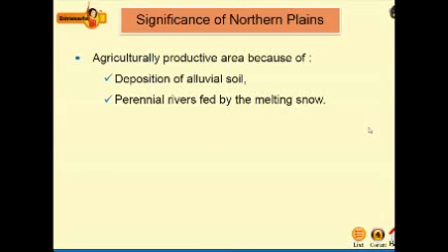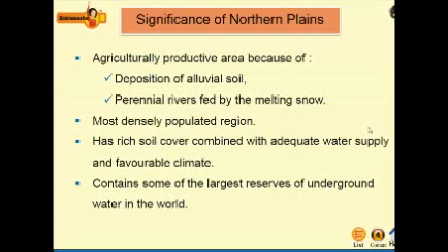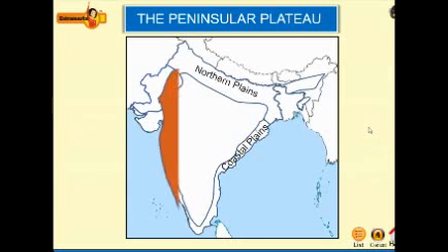Let's see the significance of the northern plains. It is an agriculturally productive area because of its deposition of alluvial soil and perennial rivers fed by melting snow. It is the most densely populated area and it has rich soil cover combined with adequate water supply and favorable climate, and it contains some of the largest reserves of underground water in the world.